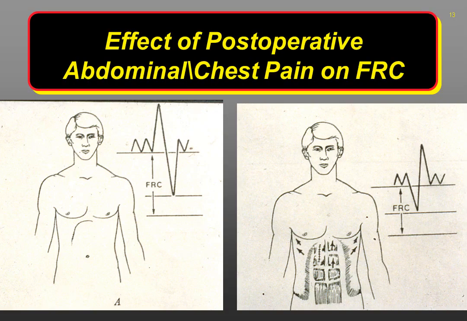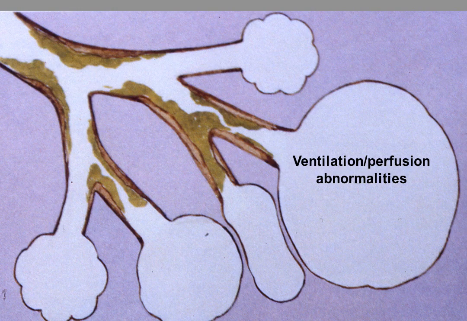This slide clearly shows one significant negative effect that severe pain in the upper abdomen and/or chest can cause. The muscular spasm triggered by severe pain reduces the functional residual capacity. Furthermore, severe chest or upper abdominal pain of whatever cause prevents deep breathing and coughing. The inability to cough causes accumulation of secretions in the lungs. This secretion, especially in the distal bronchioles, causes ventilation perfusion abnormalities.